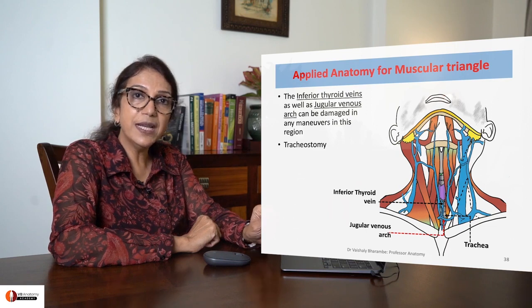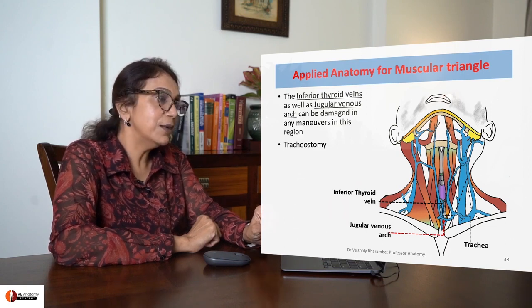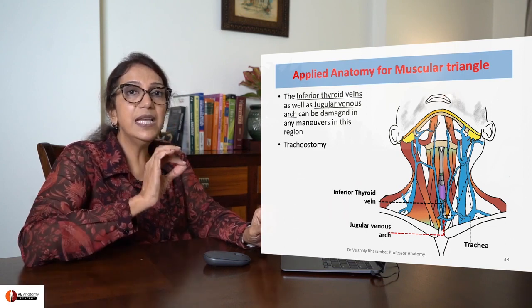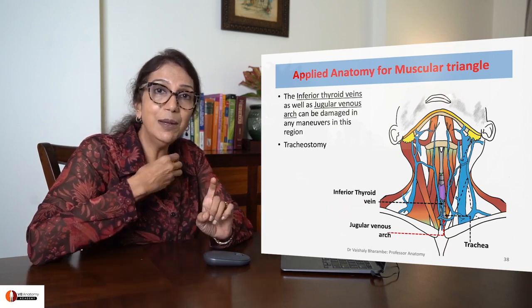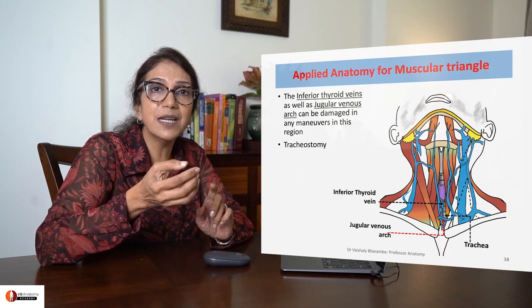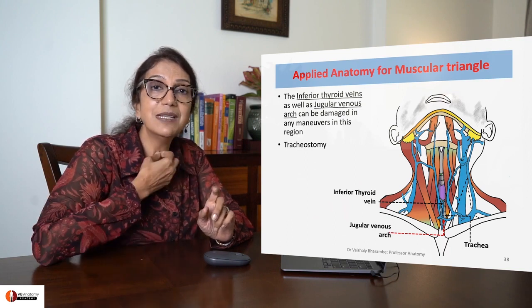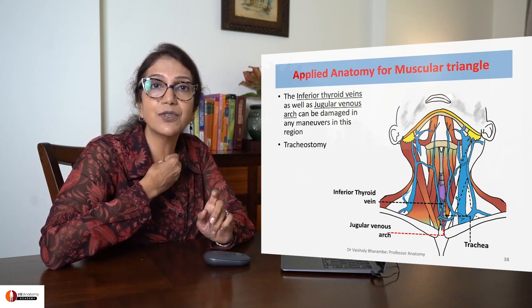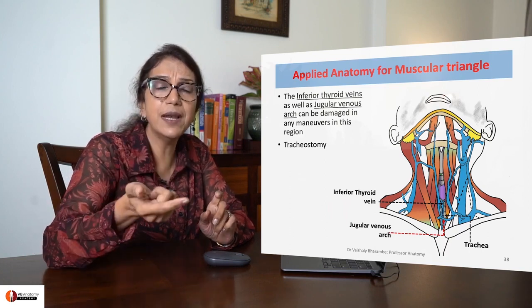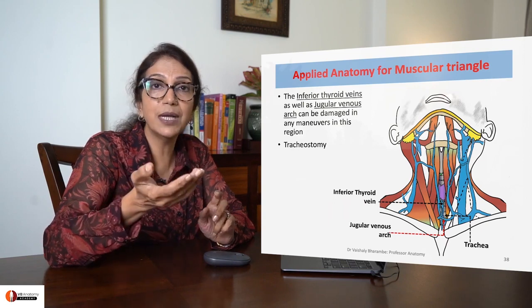Where muscular triangle is concerned, the applied anatomy you should remember is any midline approach. Remember, I'm telling you something very important. While muscular triangle hardly has any contents, okay? Remember, this is the area which is being used to approach these important midline structures. Your trachea, your larynx are approached this way, and your thyroid gland.